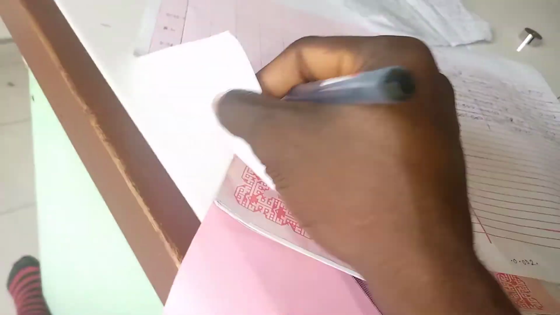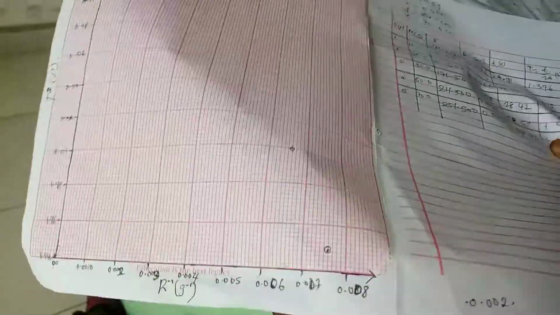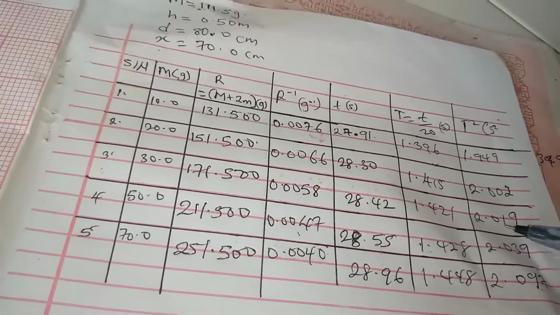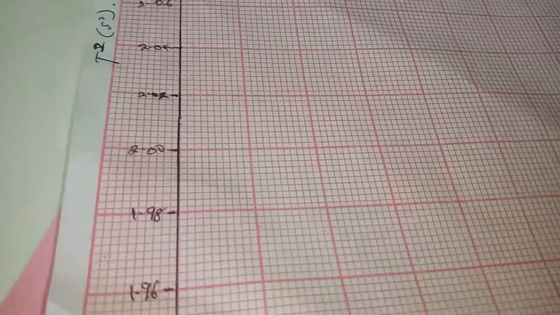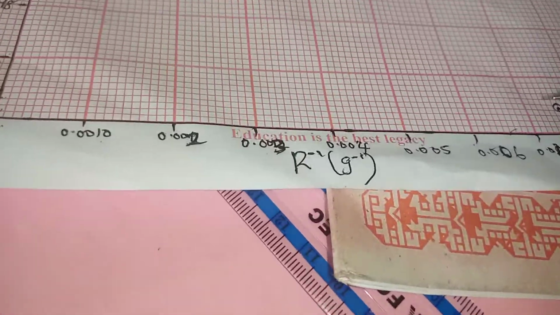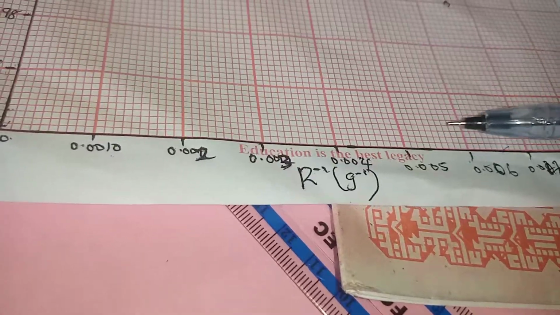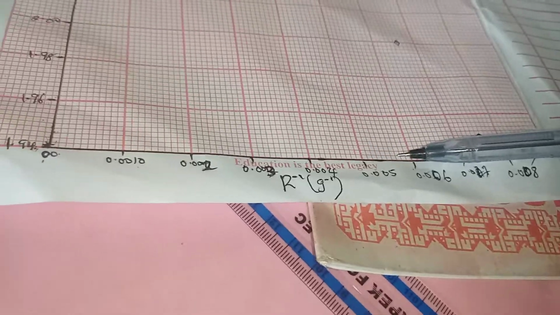Then for the next, I'm going to have 2.019. Then I have 0.058. So I'm going to read 0.058 off here. So I have 0.05. So I have 1 2 3 4 5 6 7 8. So I have to trace it up to 2.019.